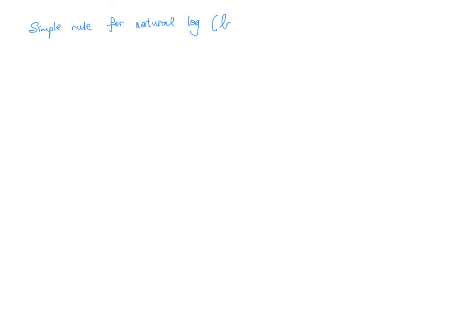Natural log means ln, log to the base e, okay? Ln terms. Before I introduce to you the rule, first of all, we must get to know the things about natural log first. So we know that ln means log to the base e, correct? So that is the first thing. We have to know that natural log is the inverse of exponential, correct?